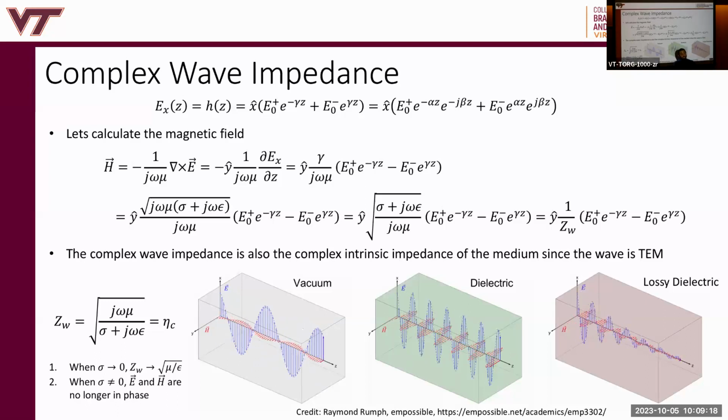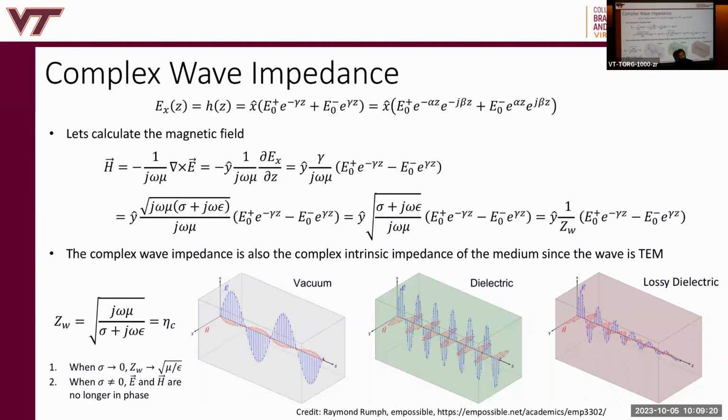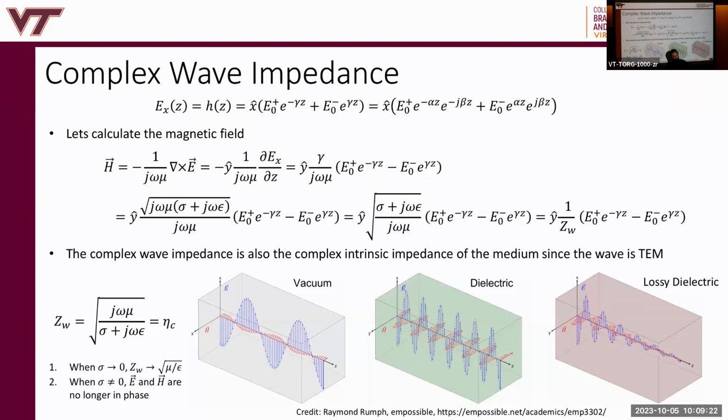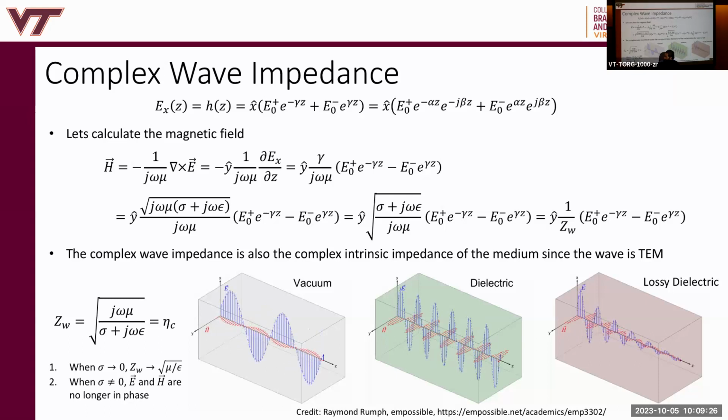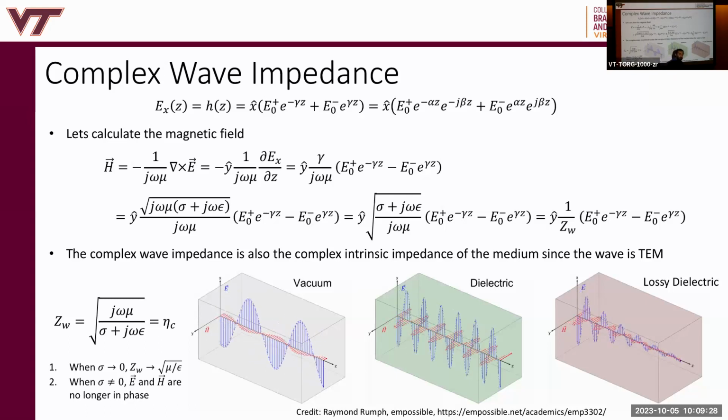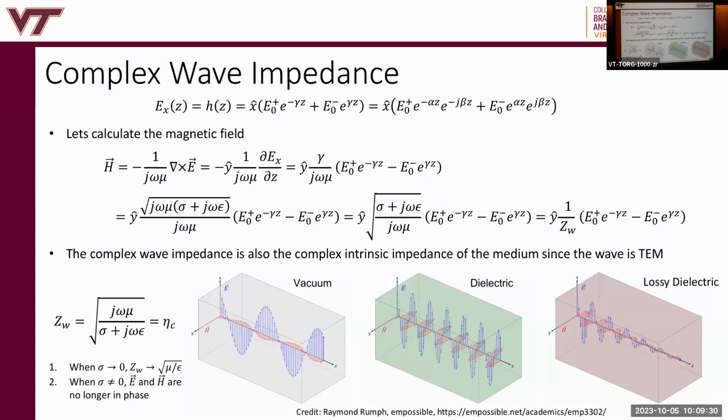And whenever we see a phase difference between E and H, that tells us that there's loss, right? There's some kind of decay. So when sigma is not 0, E and H are no longer in phase. In the lossless medium, E and H are in phase.